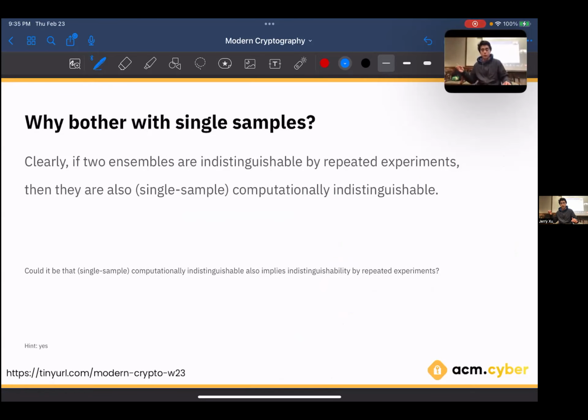So it's pretty clear that if two ensembles are indistinguishable by repeated experiments, then they're also going to be indistinguishable by one experiment, right? Because one experiment is definitely going to be weaker than multiple experiments, right? But as it turns out, if they're distinguishable by repeated experiments, then they're also going to be distinguishable by a single experiment. It seems obvious that a single experiment is weaker, right? But as it turns out, it's going to be just as strong.